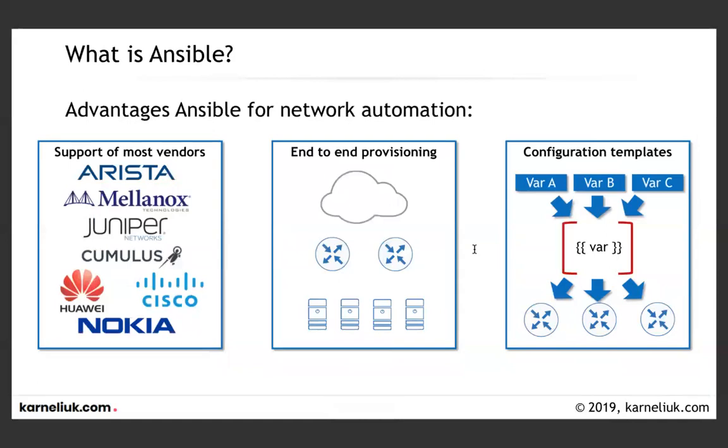From the network automation perspective, first of all, Ansible has really huge support from vendors. All the vendors we are reviewing in this course, and many more, have their own dedicated Ansible modules, which are aimed at configuring network elements. Arista has them, Mellanox has them for their own Onyx operating system, Juniper has, Cumulus Linux has modules to configure these devices, Huawei, Cisco, Nokia, F5, A10.